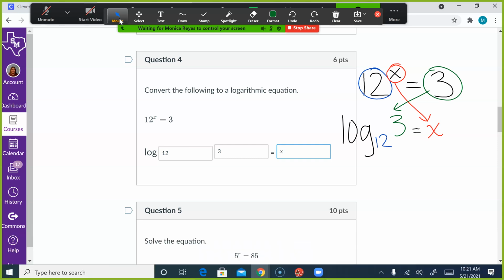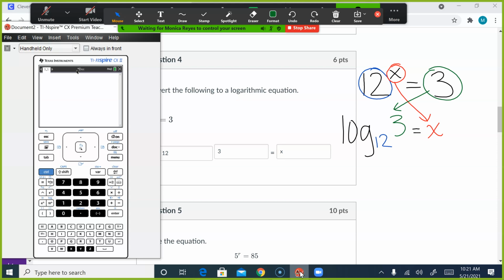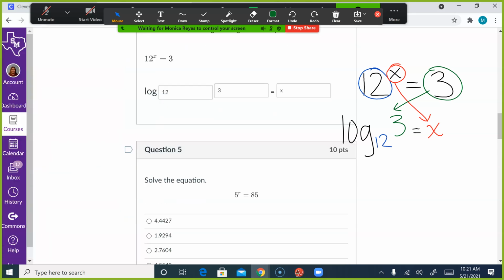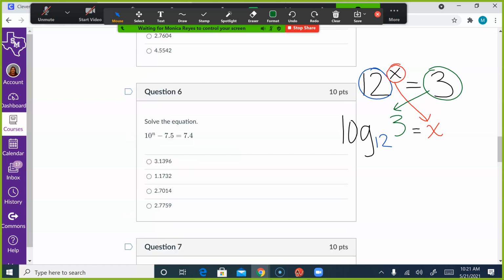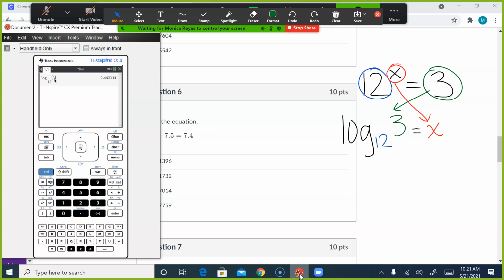But what you're going to do for numbers 5 and 6 is you're actually going to find this answer. So once you convert it, you're going to come over here to the calculator, and you're going to go control log, which is 10 to the x, and you'll put the little subscript inside, and you'll put the argument there, and you'll get your decimal. Most of them are going to be to 4 decimal places. Okay, so for the other problems, you're actually going to solve it once you write it in the other form.